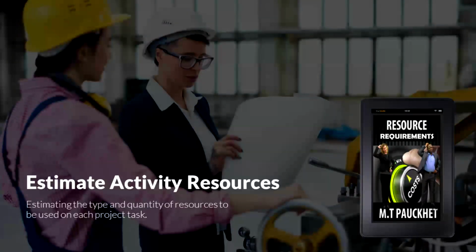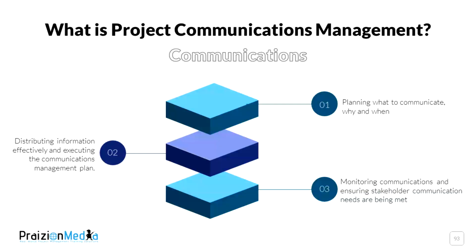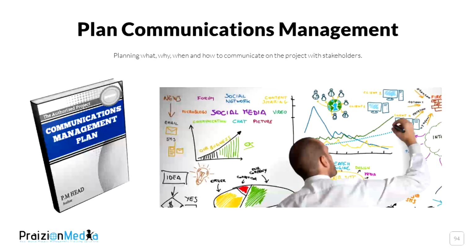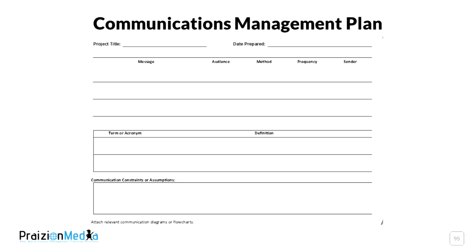Our next process here is plan communications management, taking us into communications. In communications management, this is where we are planning how to communicate and actually carrying out the communications. But in this first process, plan communications management, we are coming out with a plan for how to communicate, what to communicate, why are we communicating this, when are we communicating this, who's responsible.